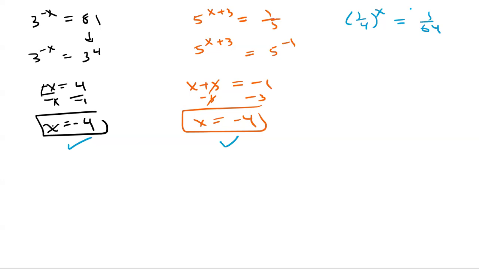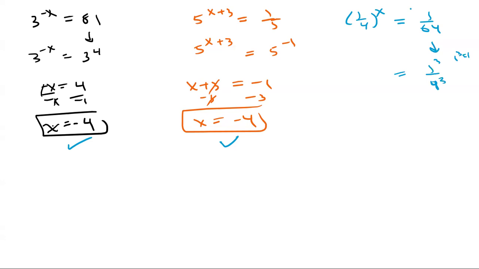All right, so the best way to do this one is let's rewrite the 1 over 64. So that becomes 1 over 4 to the 3rd power. Okay? So we can also write 1, right? Because 1 to the 3rd is the same thing as saying 1. So I can rewrite this as 1 to the 3rd as well.